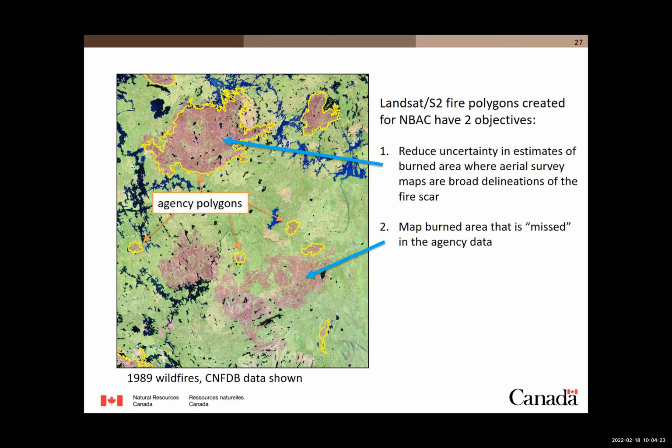The second reason why we want to map fires with Landsat and NBAC is that not all fires are mapped, or some are only partly mapped by the agencies. So in this example here, you are seeing actual fire data that is in the Canadian National Fire Database based on the 1989 fire season.